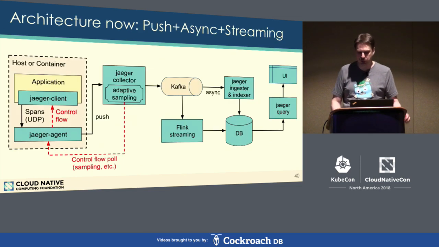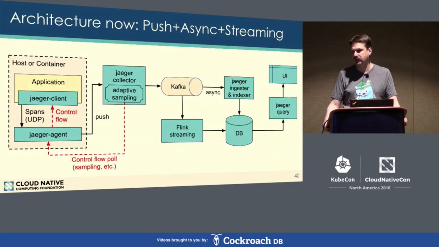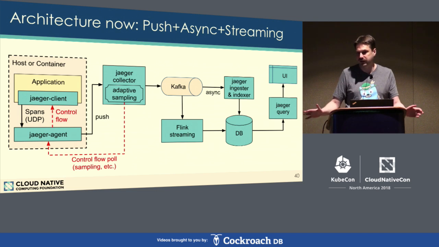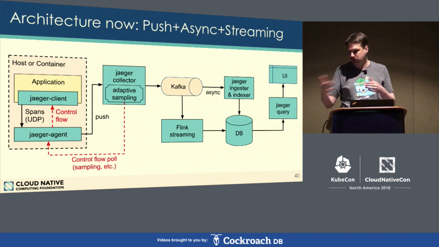So this is the new architecture. We still have a push between agents, clients into the collectors, but then collectors only write to Kafka, and then they're done. And so there's almost never any data loss at this point, unless there's some Kafka brokers having a bad day. And then we released two new services called Jaeger Ingester and Jaeger Indexer, which read the Kafka stream and actually store the data into the database.